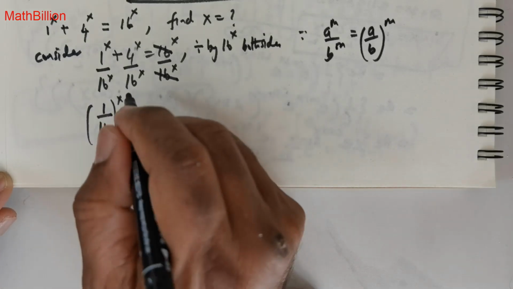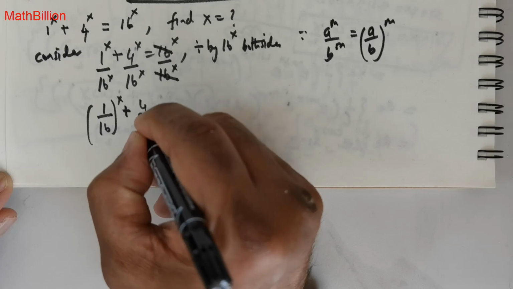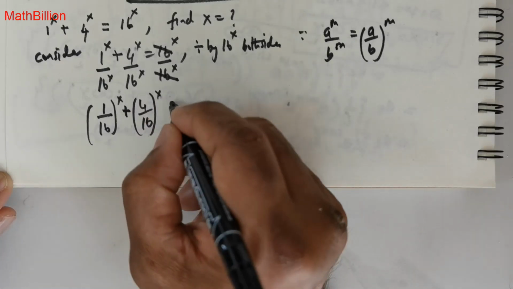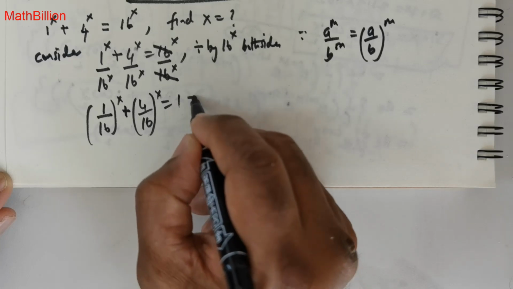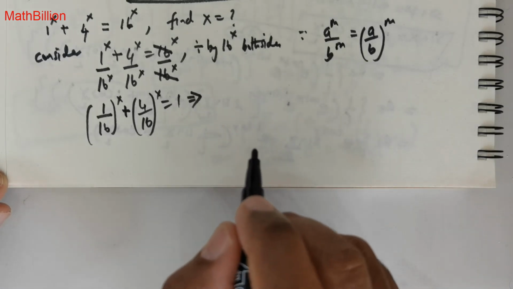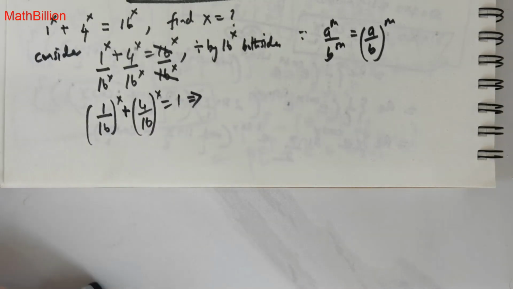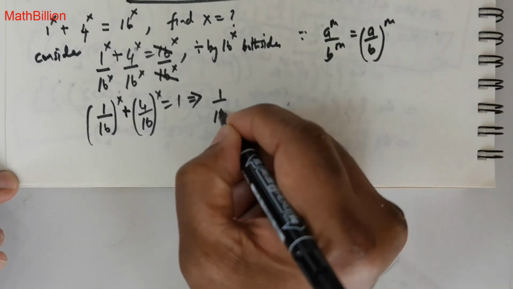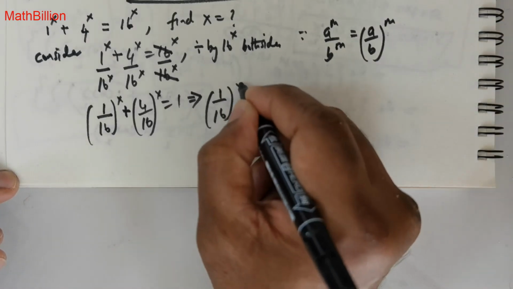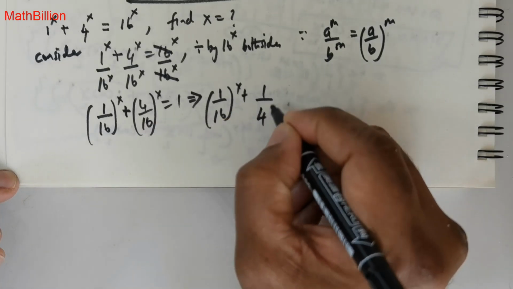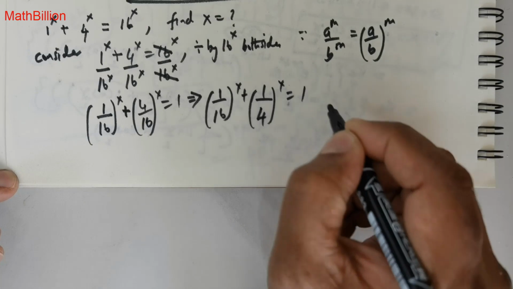So this is followed by 1 over 16 raised to the power of x plus 4 divided by 16 raised to the power of x is equal to 1. Now this can be further rewritten. 4 can divide 16 4 times, right? So let me write that down. So it's going to be 1 over 16 raised to the power of x plus 1 over 4 raised to the power of x is equal to 1.